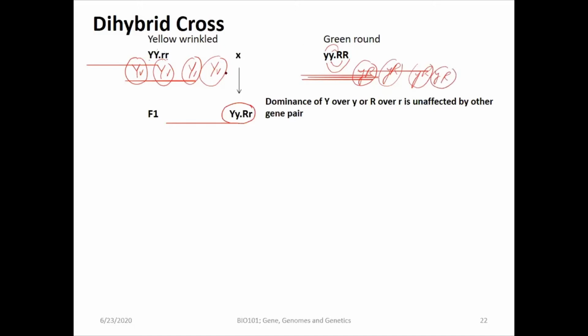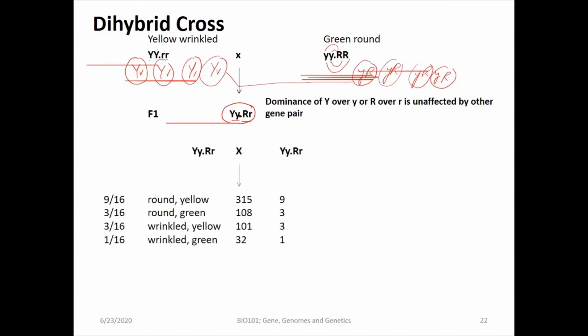and when they will mate, all the F1 will look like this, no matter which of these gametes meet. So the phenotype will be yellow and round. So F1 will be yellow round.